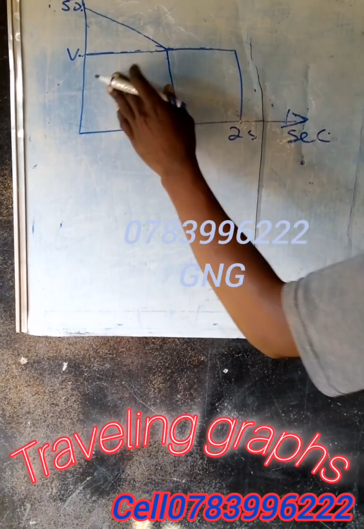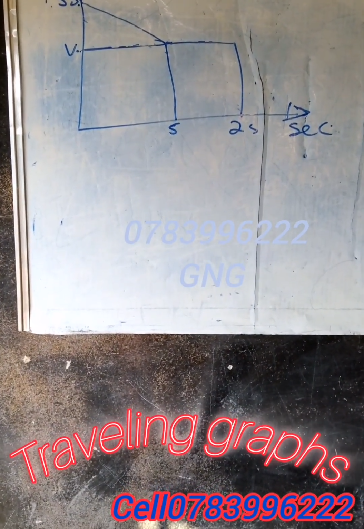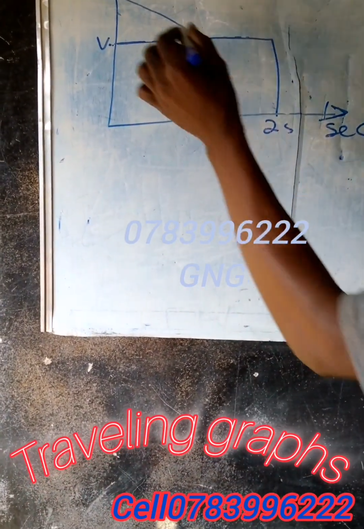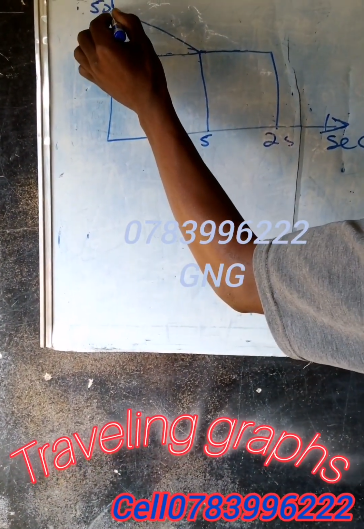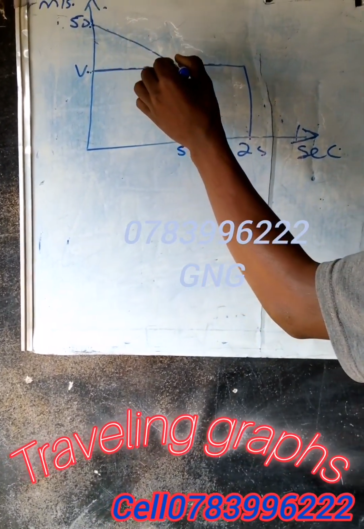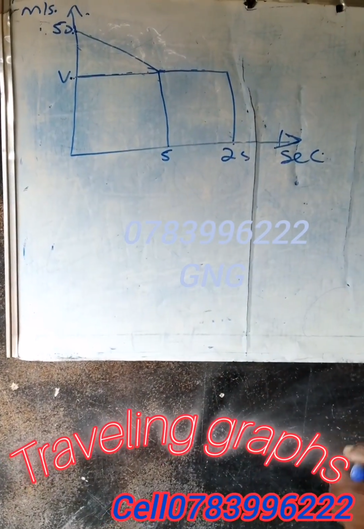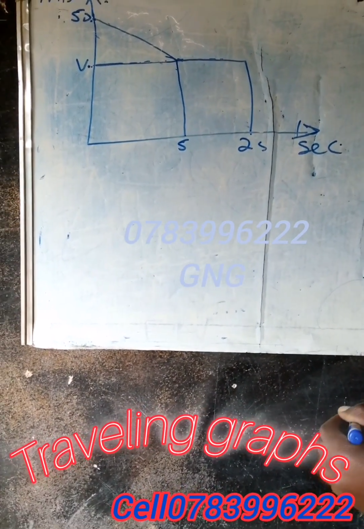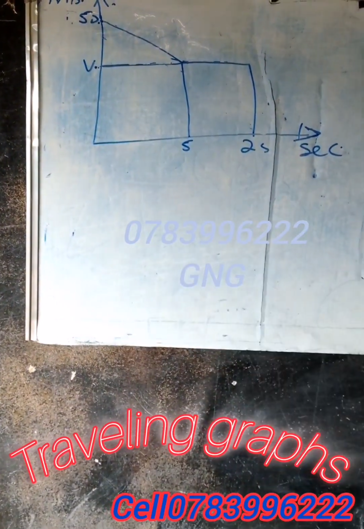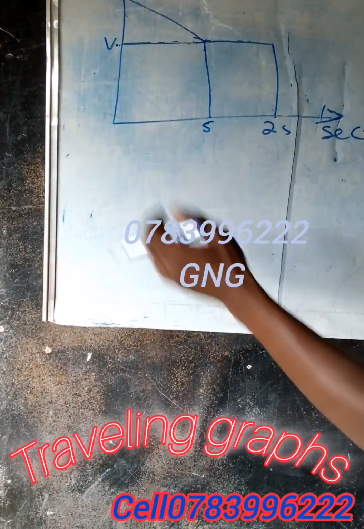Looking at this graph, it's another type of speed-time graph. This is the initial velocity, where our object starts. This V stands for the final velocity. It's like this is the value of V2, and this 50 is the value of V1.